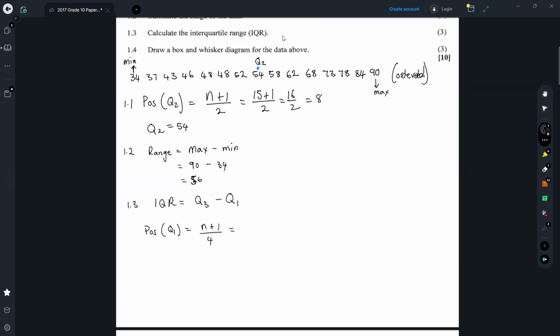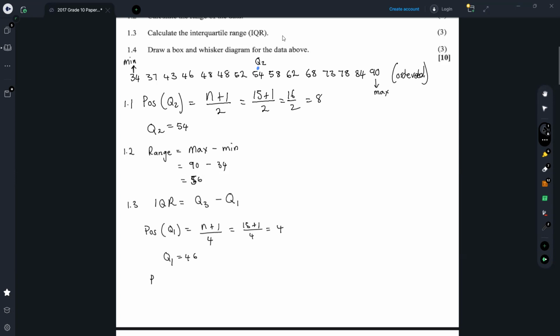So Q1 is given by n plus 1 over 4, like that. So here we have 15 plus 1 over 4, and this gives us 4, because up top we're going to have 16. 16 divided by 4 should give you 4. So it means that at position 4 in the data set, the value found at that position will give me my Q1. So 1, 2, 3, 4. So this means that Q1 is equal to 46.